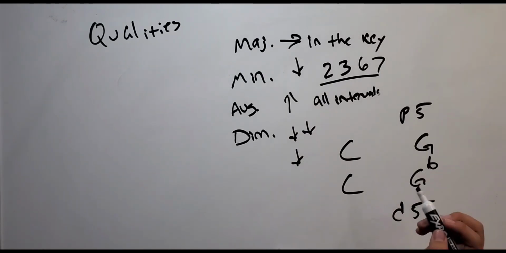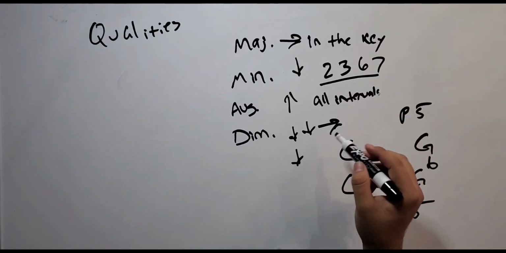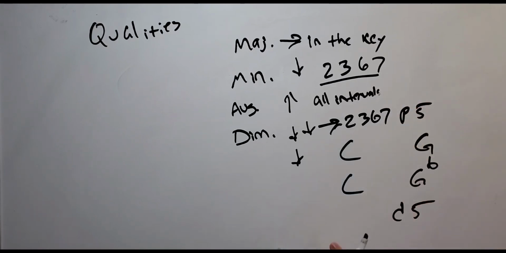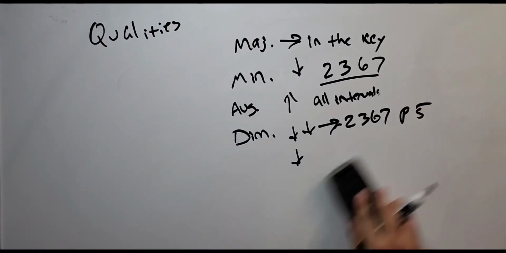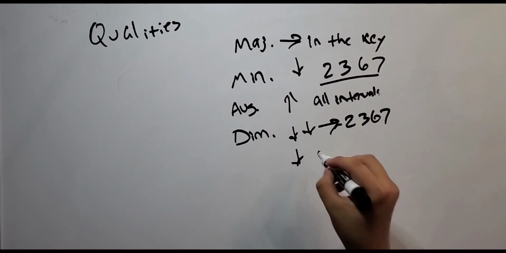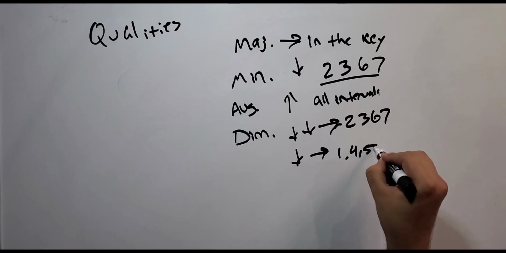Okay? It's important that we understand that lowering for diminished, lowering it 2 half steps, only applies to 2, 3, 6, and 7. Lowering it 1 half step to become diminished only applies to the perfects, which is 1, 4, 5, and 8.